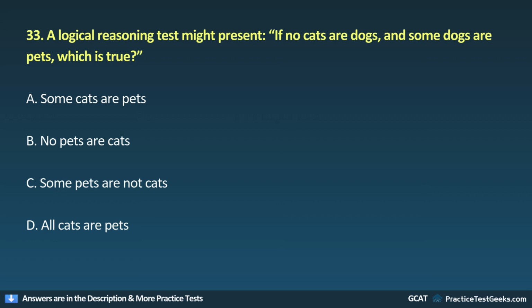33. A logical reasoning test might present: if no cats are dogs and some dogs are pets, which is true? A. Some cats are pets. B. No pets are cats. C. Some pets are not cats. D. All cats are pets.